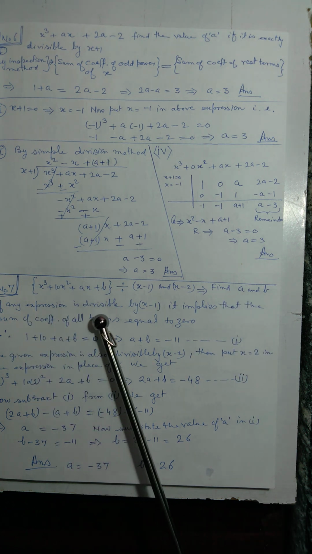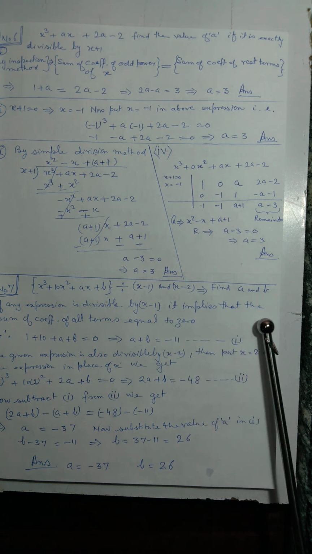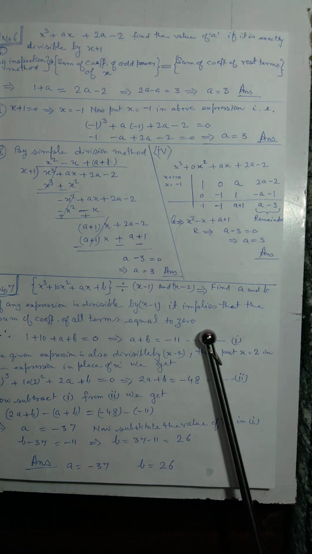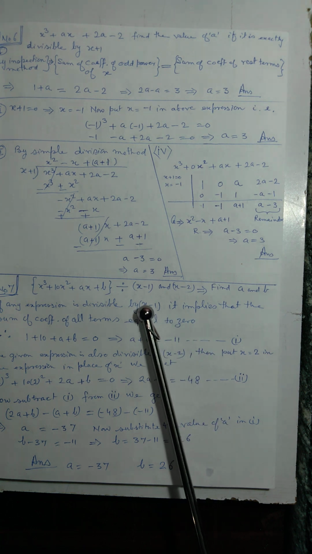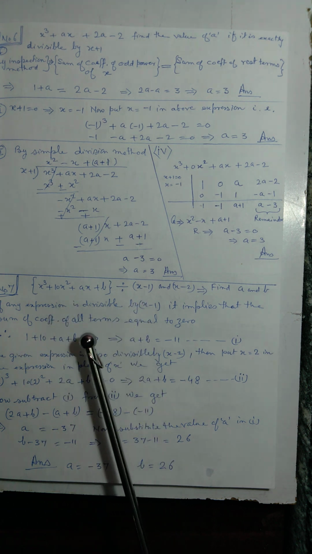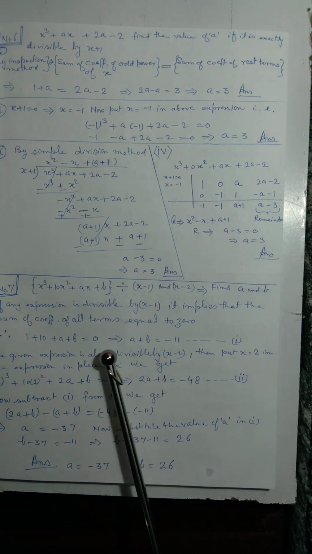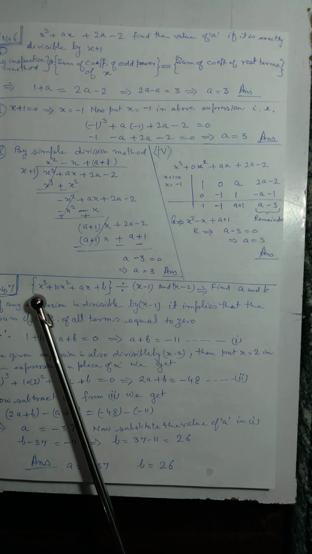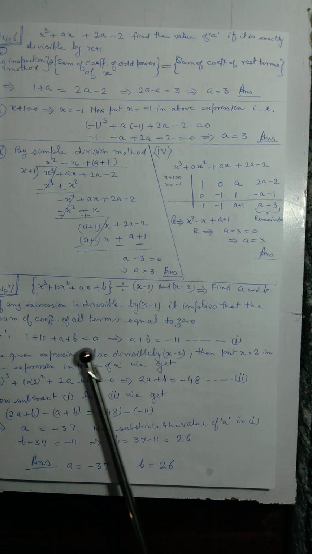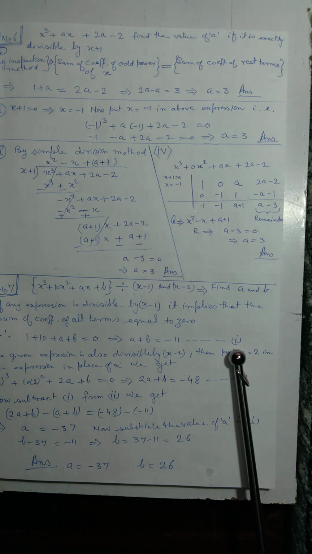If any expression is divisible by x minus 1, it indicates that the sum of the coefficients of all terms is equal to 0. As soon as you are aware that x minus 1 is a factor of the given expression, the sum of the coefficients of all terms must be equal to 0. So that is why I have written here, you see, 1 plus 10 plus a plus b equal to 0. It indicates that a plus b is equal to minus 11. That is the first equation.